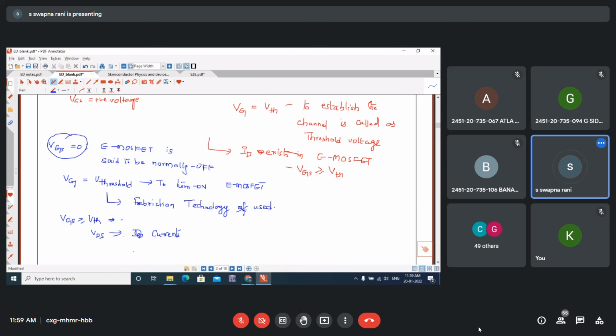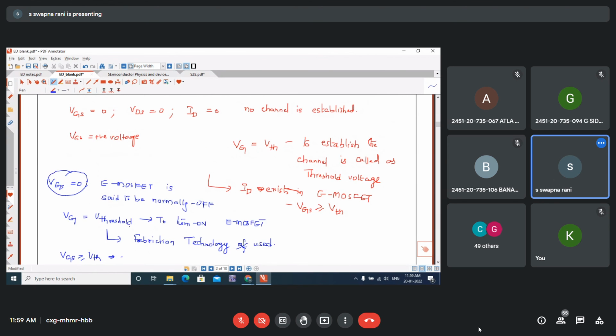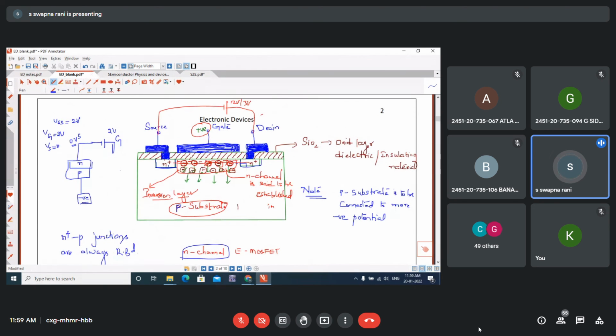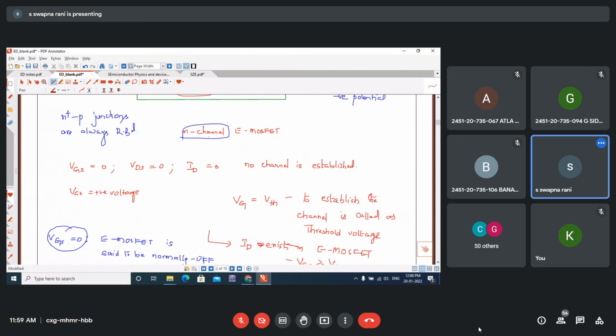Even if there is no channel, even if you apply some positive voltage on the drain, for example VDS is 5, if there is no channel, then there is no current. So once a channel is established, as soon as you start increasing this VDS, current starts flowing through the MOSFET.